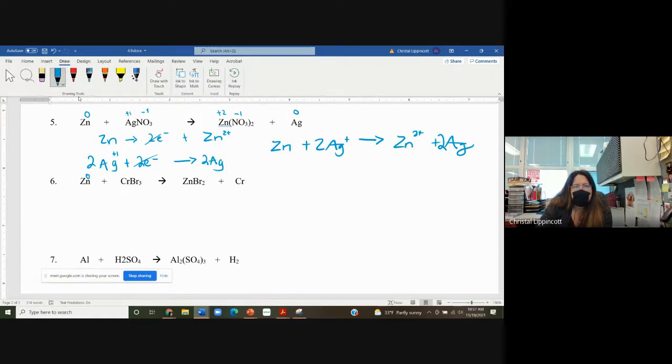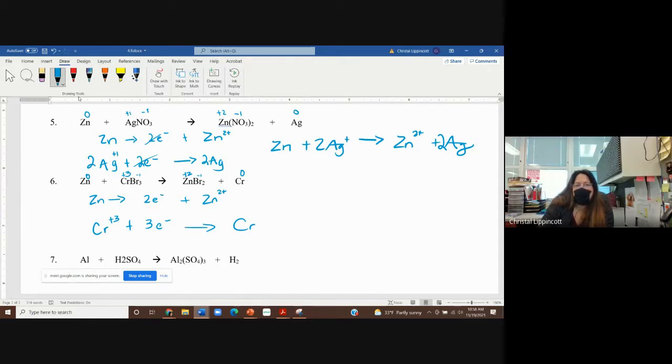All right, so here we've got 0. Here we've got a +2. We have chromium is a +3 here and becomes a 0 over here. This guy is a -1, so he's unchanged. So we're just going to look at the zinc and the chromium. Zinc is going to give off 2 electrons to become Zn2+. Our chromium then is a +3. It's going to pick up 3 electrons, and it's going to become Cr just by itself.